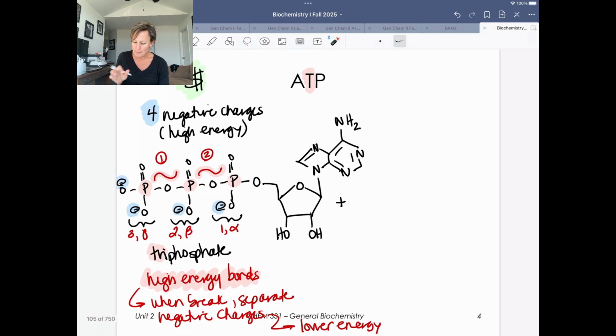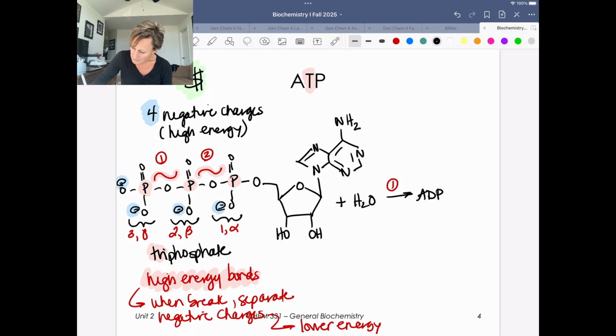All right, so coming back here, now that we know the structure and we understand when we break these bonds, that's why we get that energy out. But let's talk about what happens when we do this hydrolysis chemistry. If we break bond number one out here, we are going to be removing the gamma phosphate. That is going to leave us with ADP and then inorganic phosphate. That's the reaction that we just saw with our reaction coordinate.